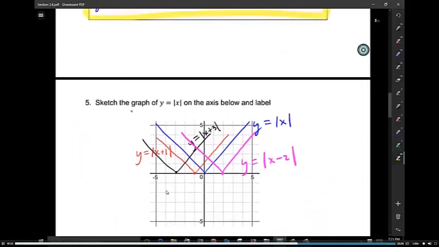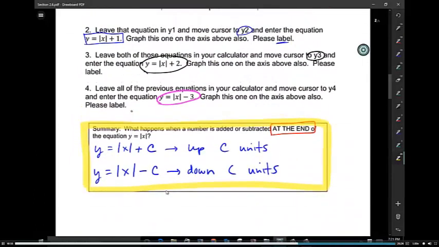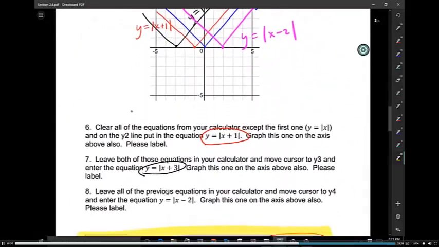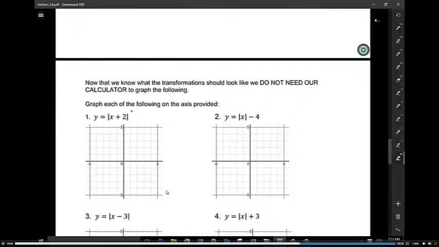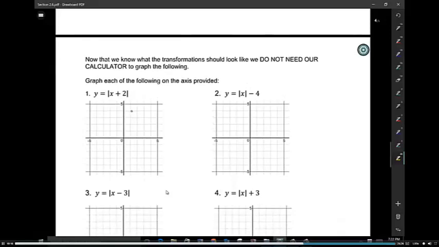So we talked about how to know if the graph is moved up or down, and we talked about how to know if the graph is moved to the left or right. So let's see what we can do. Now here's what I want you to get. Now that we've done all that with the calculator, the whole point is to be able to do these graphs without actually using the calculator. And quite honestly, it's going to be much faster. Okay? So let's kind of do some practice. Remember, this is no calculator right now. Okay? So let's take a look.